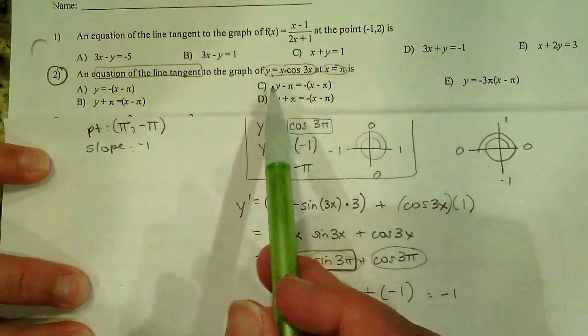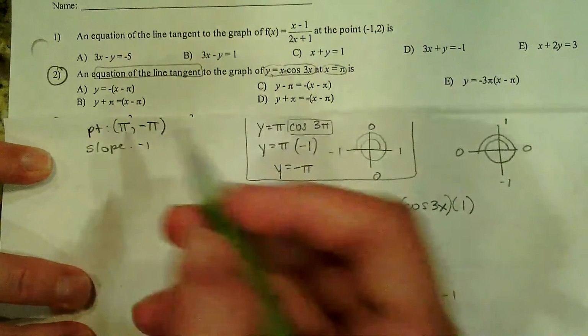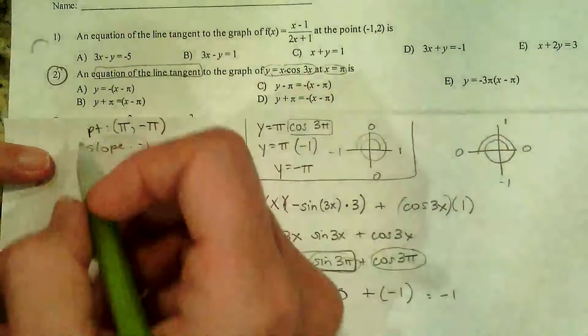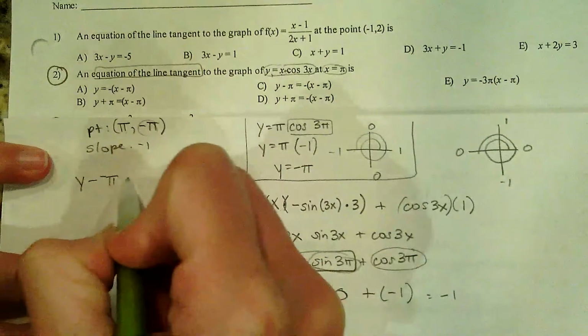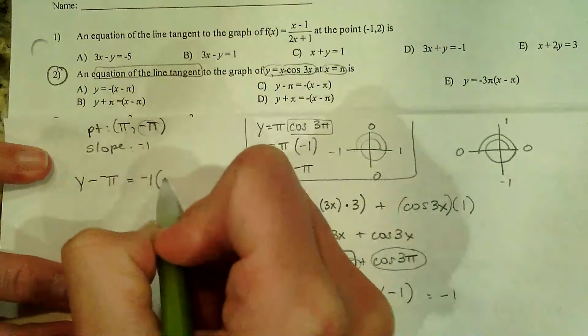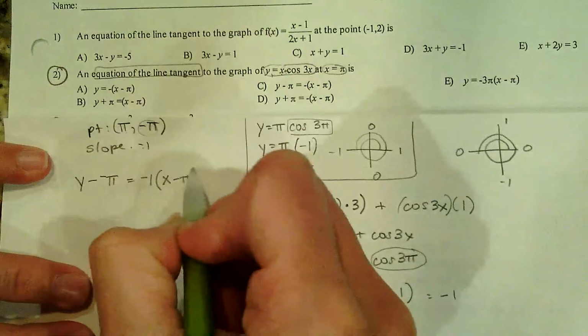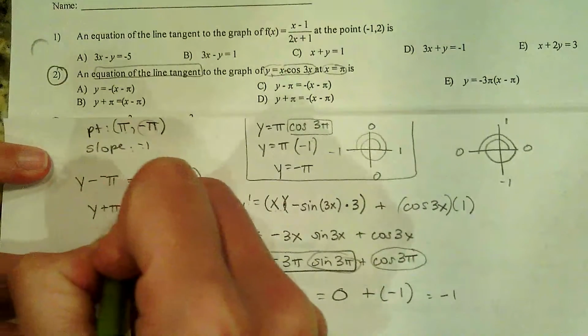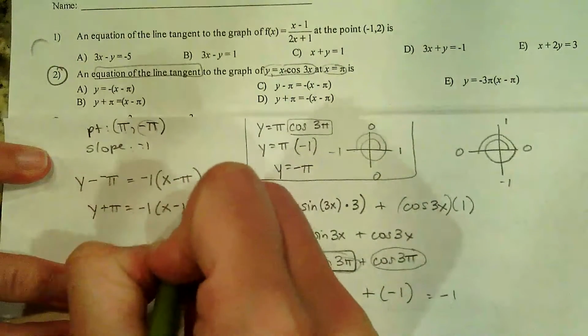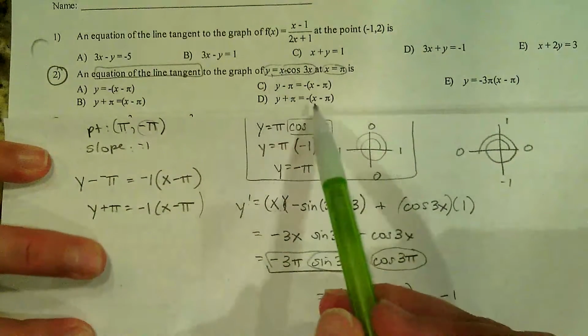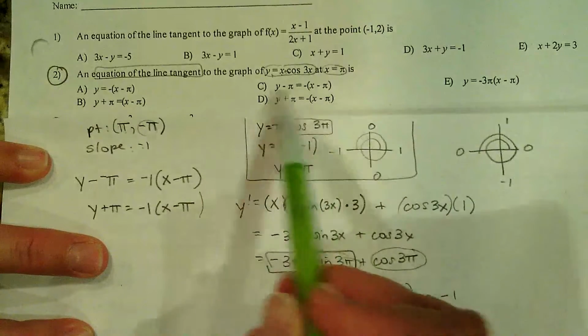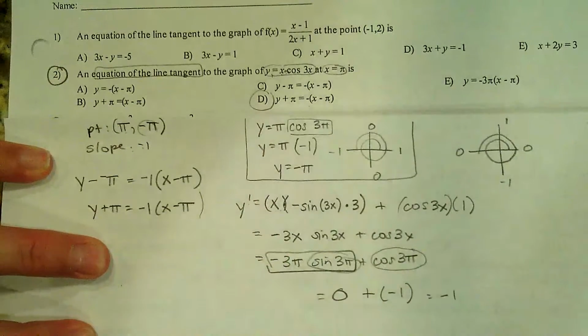So it looks like some of them are in point slope, some of them are in y equals, well, we'll see here. We'll do y minus y1 equals m times x minus x1. So it's going to be y plus pi equals negative 1 times x minus pi. That would be D.